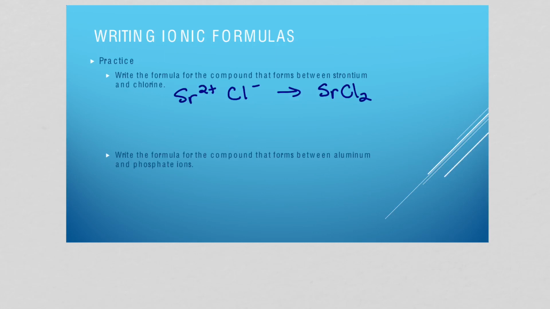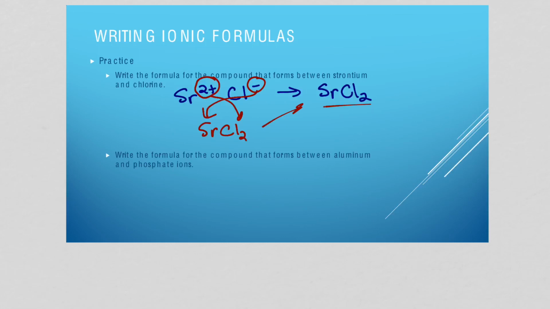Now, a little shortcut or a little trick you can use is if you look at the charges, they become the subscript or the number of the opposite element. So we see that the 2 here becomes how many chlorines we're going to have. The 1 here becomes how many strontiums we're going to have. And we end up with, of course, the same formula, SrCl2. So either way, the key is that we get to the right neutral formula. Okay, let's try one more.